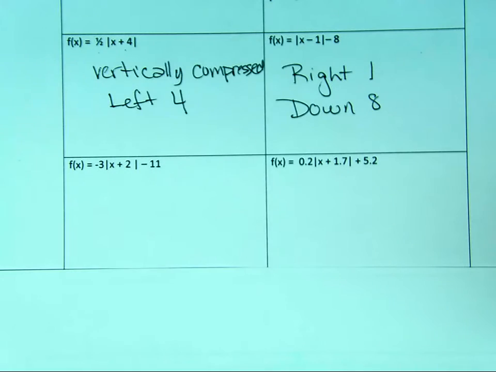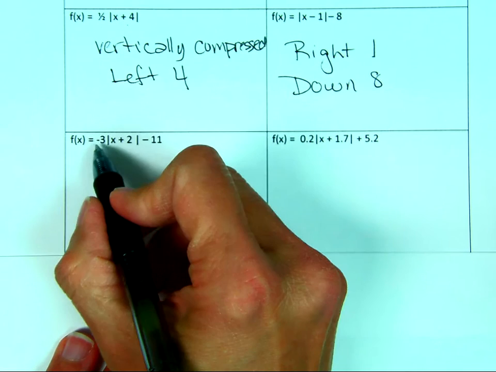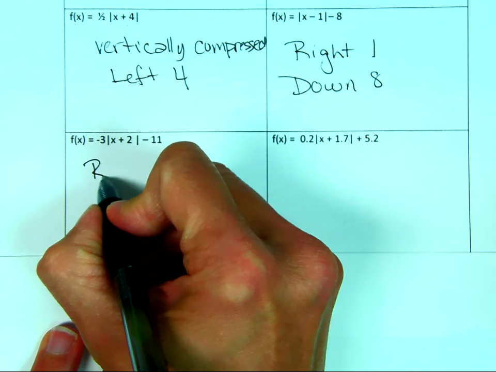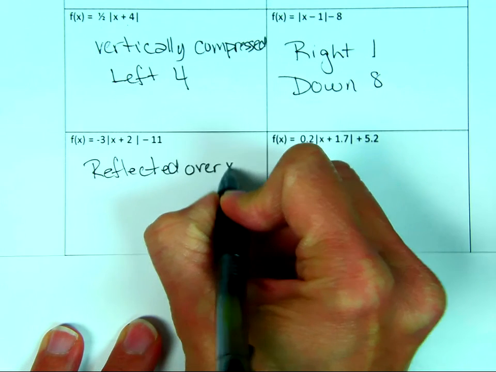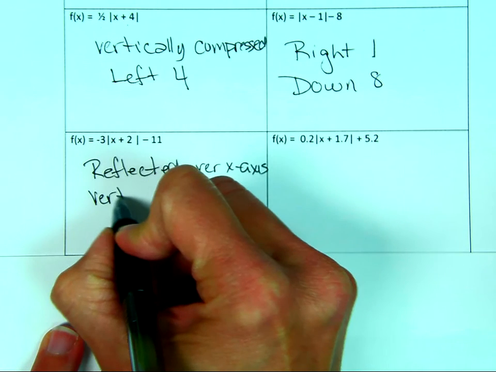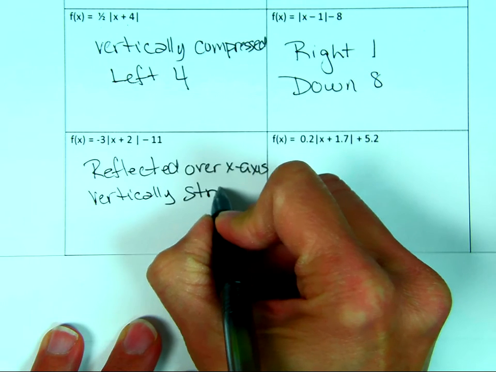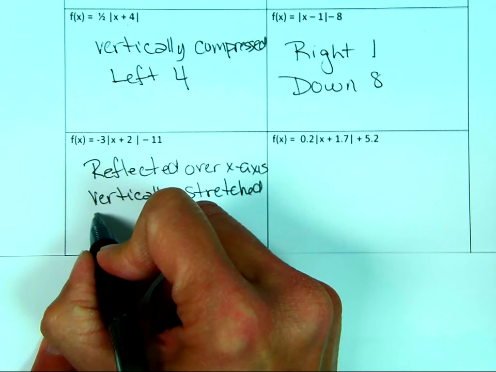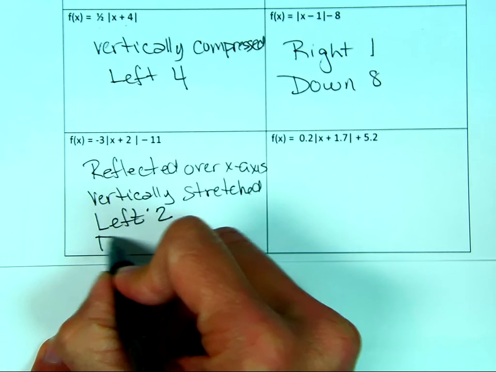Okay, so you think about that. Think about what's happening there. Hopefully you've said, oh, it's upside down, right? So it's reflected over the x-axis. And then what's the 3 tell us? It tells us it's vertically stretched. That plus 2 tells us that it went left 2. And the minus 11 tells us it went down 11.